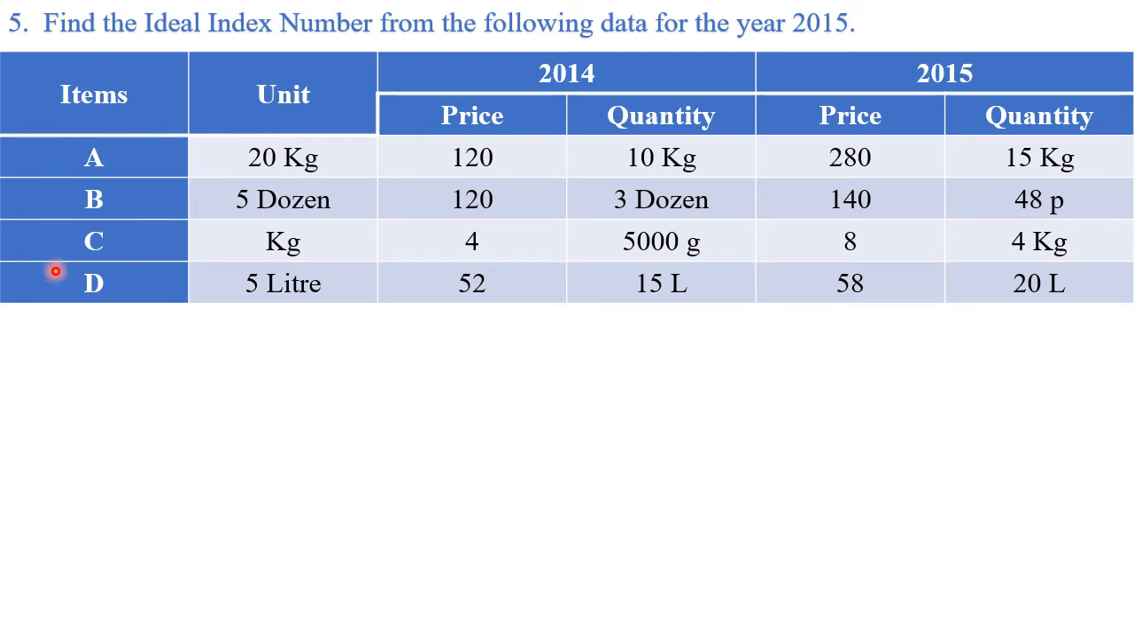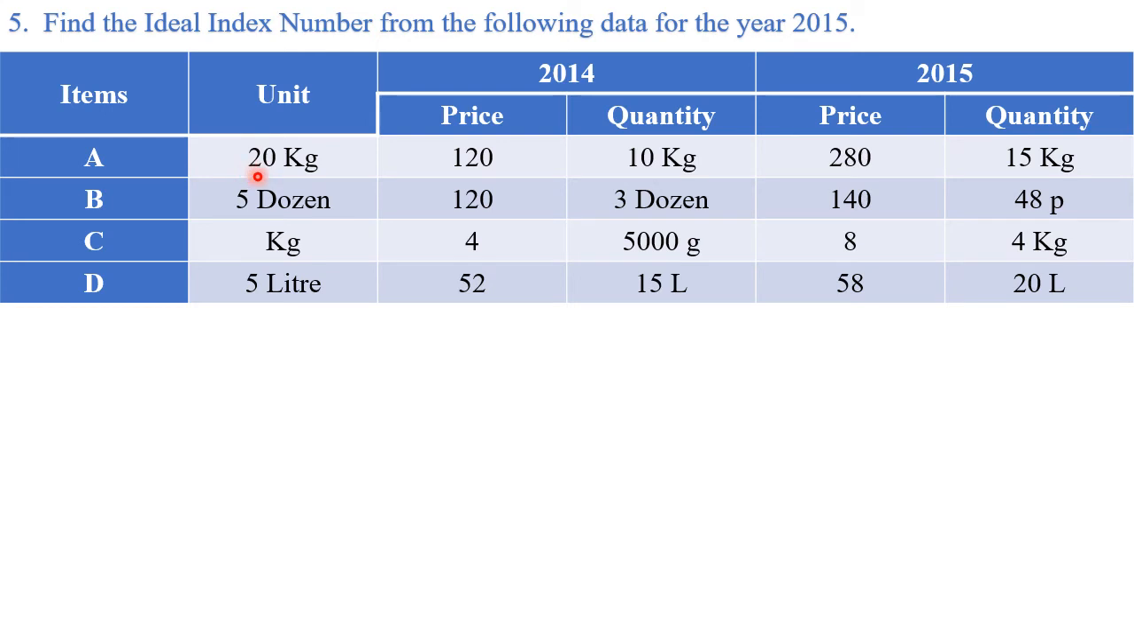You don't need Laspeyres or Paasche's. But to calculate Fisher's index number, we need the data of Laspeyres and Paasche's index numbers. So we will do the same amount of work which we have done previously. The items are A, B, C, D. The units are 20 kg, 5 dozen, kg and 5 liter. As you can see here, we need a lot of conversions.